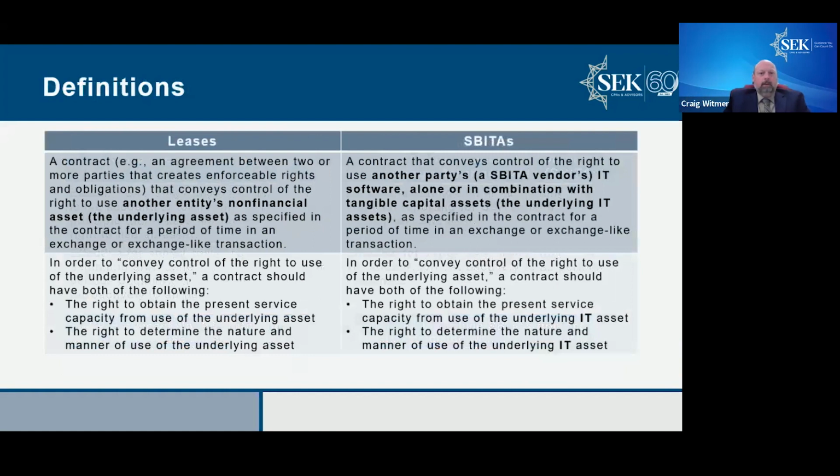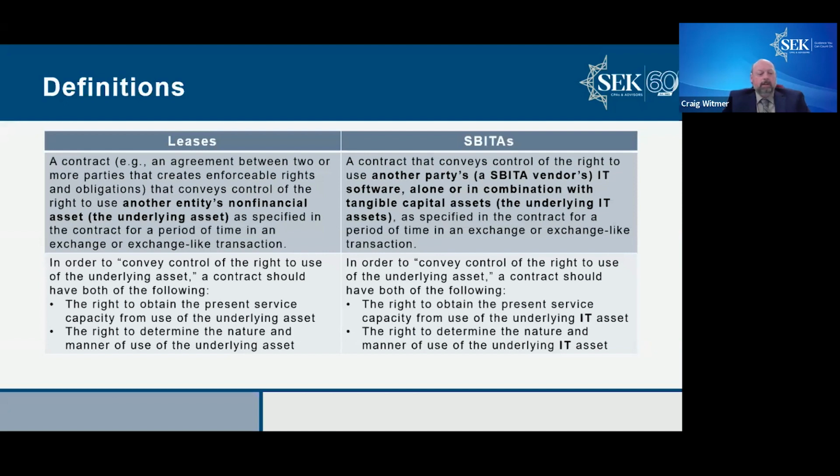The definition of a lease, and for those of you who have been through this, essentially it's an agreement between a lessor and a lessee, and it's conveying the control of a right to use another entity's non-financial asset. There's an underlying asset to it. And then this element of control, which we'll talk about here in just a second for the SBITAs.